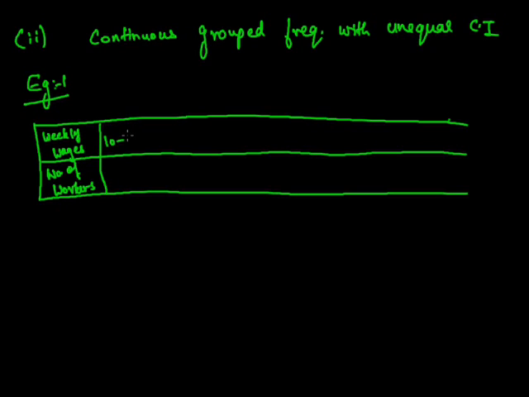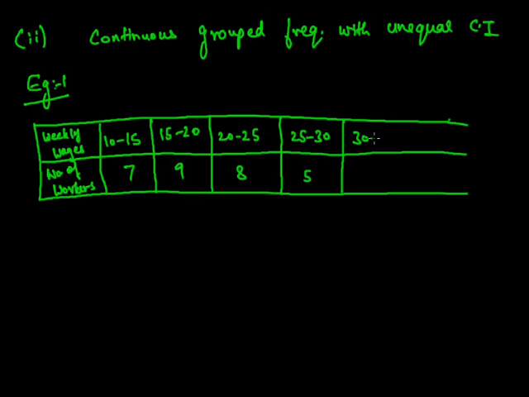Weekly wages, let's group them as 10 to 15. Number of workers is 7. 15 to 20, number of workers is 9. 20 to 25, number of workers is 8. 25 to 30, number of workers is 5. 30 to 40, number of workers is 12. 40 to 60, number of workers is again 12. And then we'll take one more class interval, from 60 to 80.